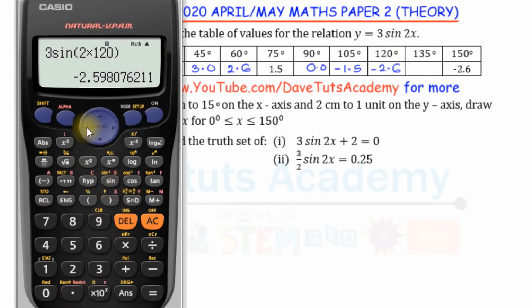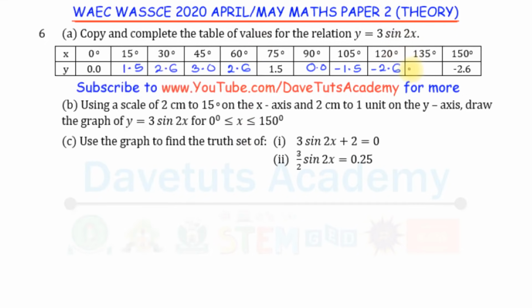And finally, when x is 135, what's the value of y? That will be minus 3.0 in 1 decimal place. So that is a very good means by which you can be sure that you won't make any mistake by forgetting to multiply x by 2. Okay, so that is the first mandate. We have copied and completed that table as requested.